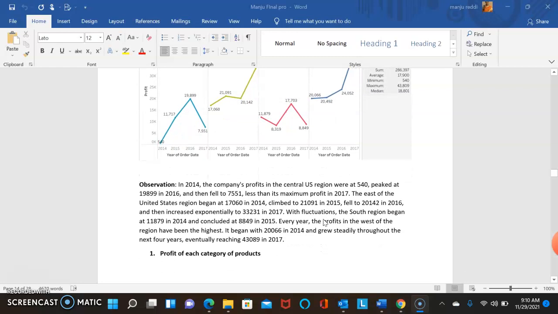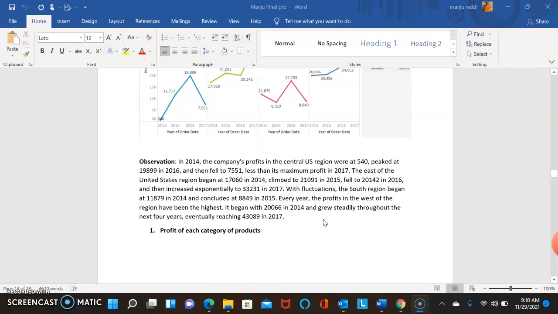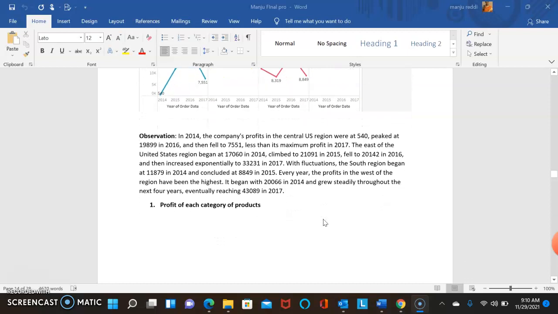The east of the United States region started at 70,060 in 2014, climbed to 21,000 in 2015, fell to 20,142 in 2016, at 11,879 in 2014, and concluded at 8,849 in 2015.